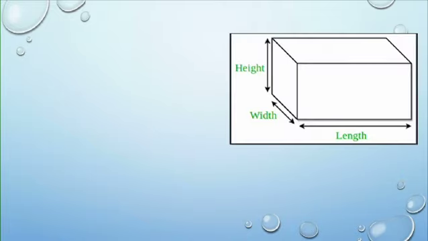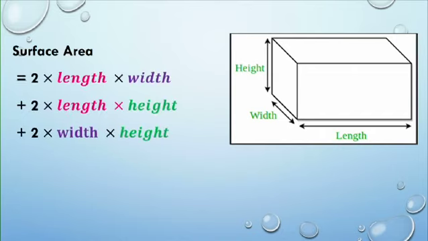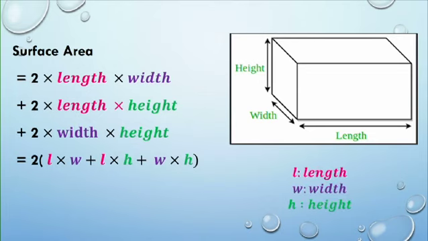In fact, if you have a length, width and height of a cuboid, the surface area will be given as 2 times length times width plus 2 times length times height plus 2 times width times height. Or simply this formula where L represents the length, W represents the width, and H the height.